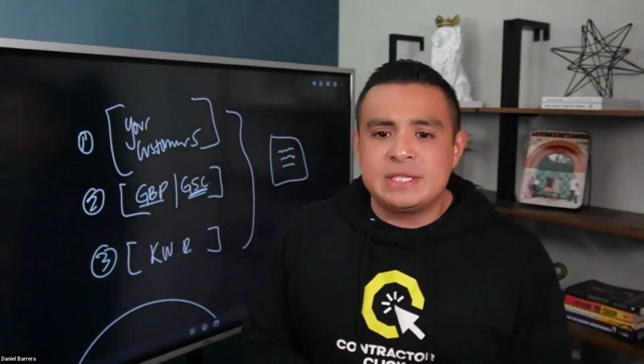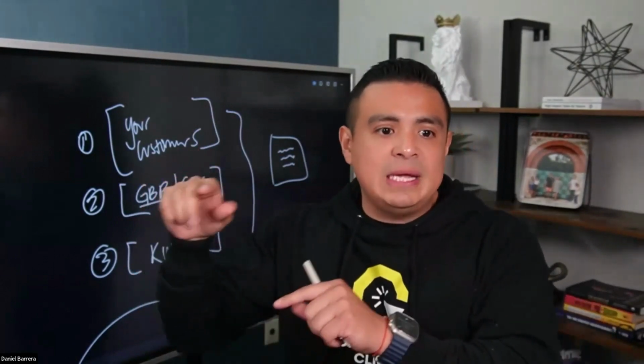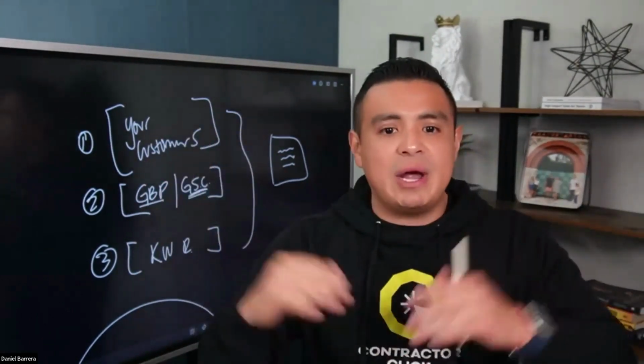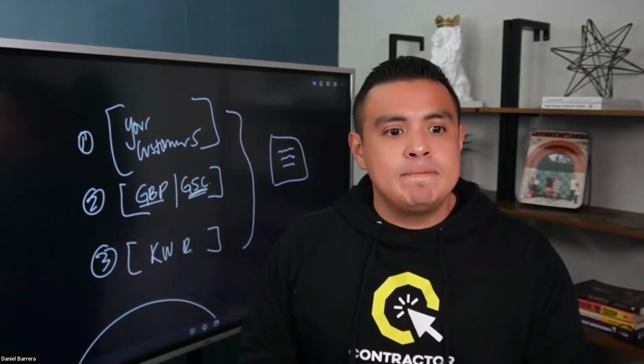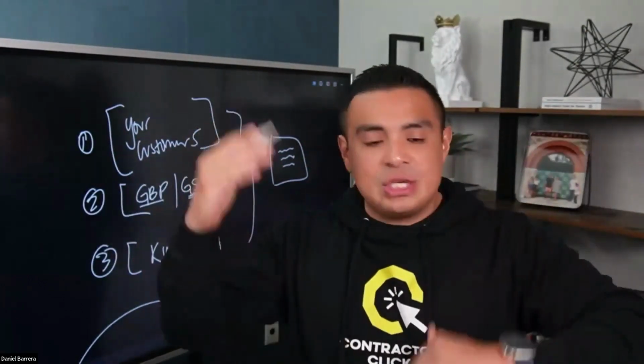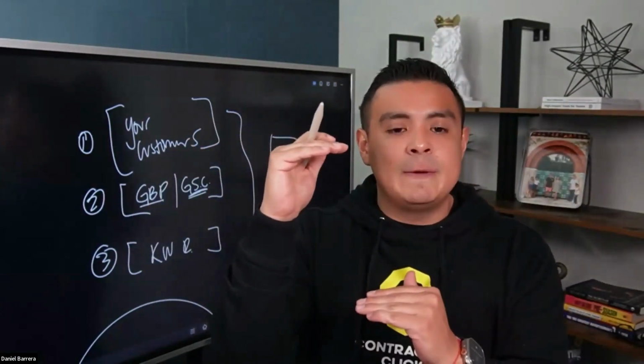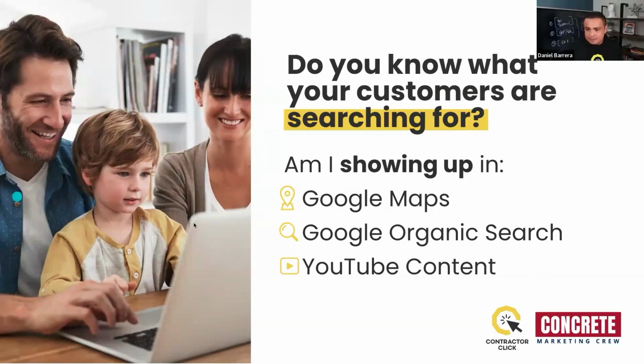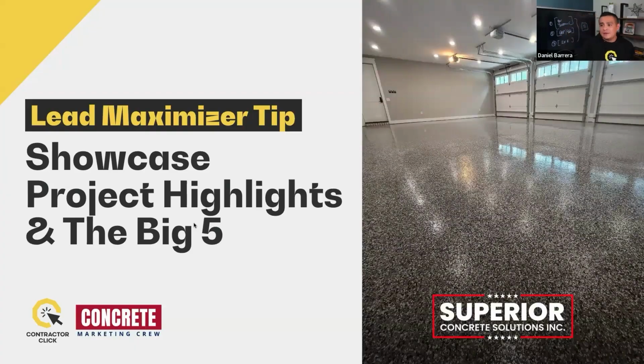And then what we want to do is now go out to Google and YouTube and start searching for those terms. Just poke around, boom. What is it? And then as you start finding out where you're positioned and placed in the search engines, now we can create a plan and a strategy for you to create content to meet the result for what people are looking for. So that being said, that is strategy number 2 here. So lead maximizer tip for you. One of the best type of content pieces you can create is showcase the project highlights and the big 5.